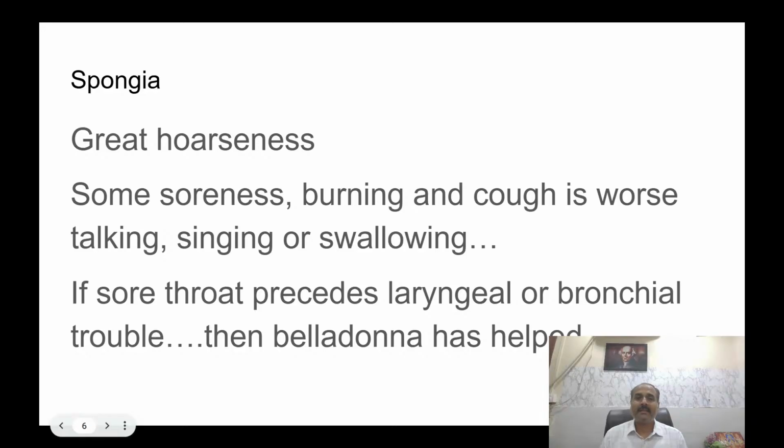He tells us that there is great hoarseness and there is soreness, burning, cough is worse by talking, singing, swallowing. And if there is sore throat, we spoke about patients having sore throat in the beginning, and then the lower respiratory tract infection. In those cases, he has given belladonna in it as well. So there is a comparison of Spongia with Aconite, with Hepar sulf, with phosphorus, and Belladonna.